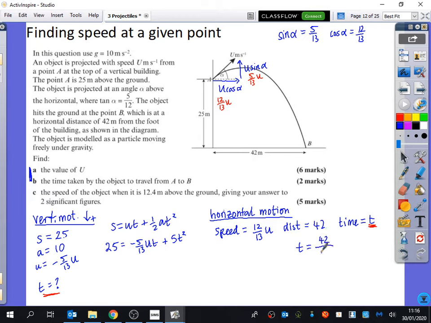We know that time is equal to distance over speed. Now, if you don't like doing fractions within fractions like this, you could do distance divided by 12 over 13 u. But the biggest mistake people make here is they don't think that the u is actually belonging with the 12 in terms of the multiplication. So when you take the reciprocal, the u is going to go to the bottom. I would multiply the top and bottom by 13, or just do 42 divided by 12 over 13, knowing that the u is going to be on the bottom because it's already on the bottom. And what does that simplify to?